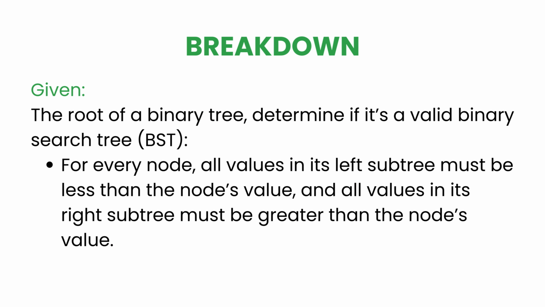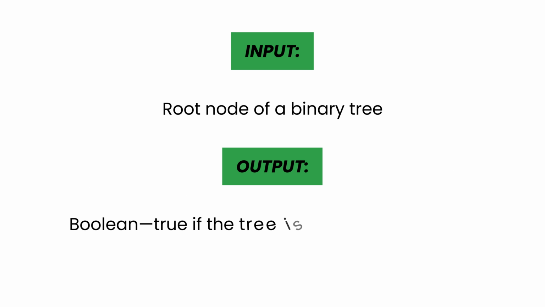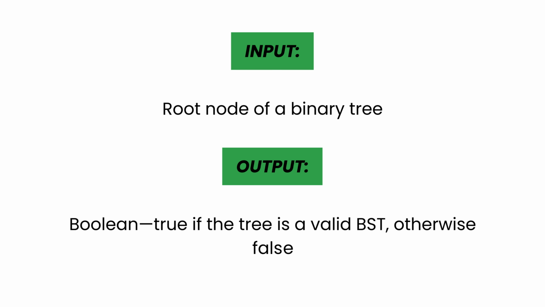Given the root of a binary tree, determine if it's a valid binary search tree, BST. For every node, all values in its left subtree must be less than the node's value, and all values in its right subtree must be greater than the node's value. Input: root node of a binary tree. Output: Boolean, true if the tree is a valid BST, otherwise false.